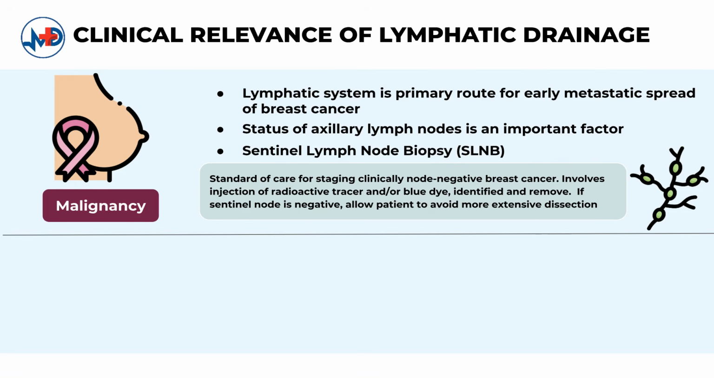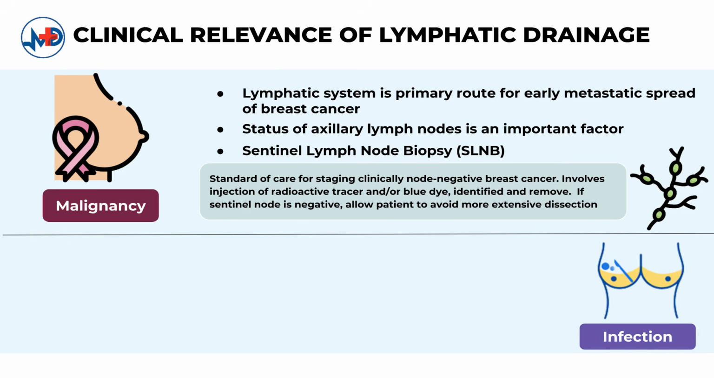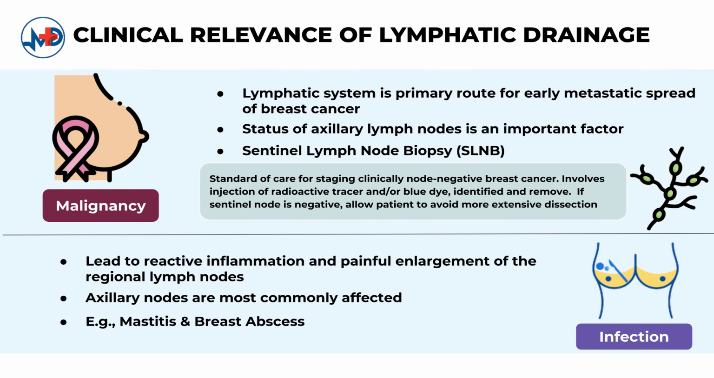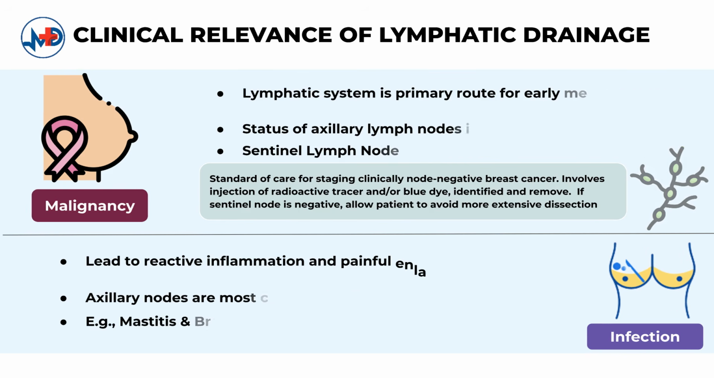Next up, another important clinical relevance related to the lymphatic drainage of the breast is infection. An infection within the breast tissue can lead to reactive inflammation and painful enlargement of the regional lymph nodes, a condition known as lymphadenopathy. The axillary nodes are most commonly affected. The classic examples of breast infection which lead to lymph involvement are mastitis and breast abscess.